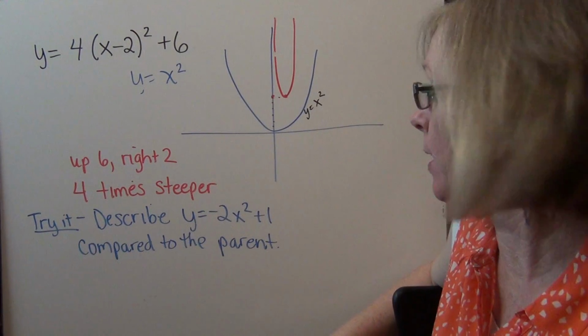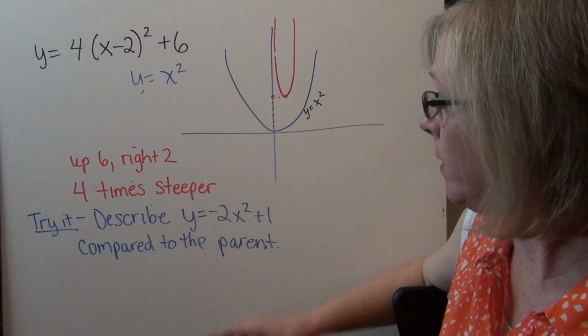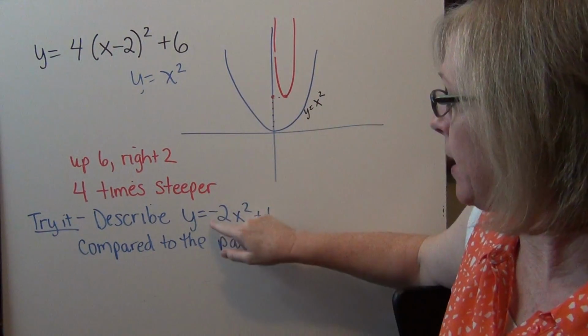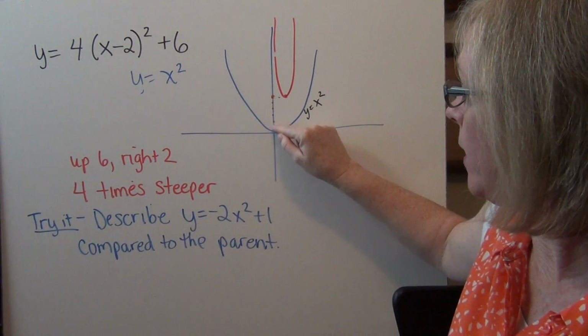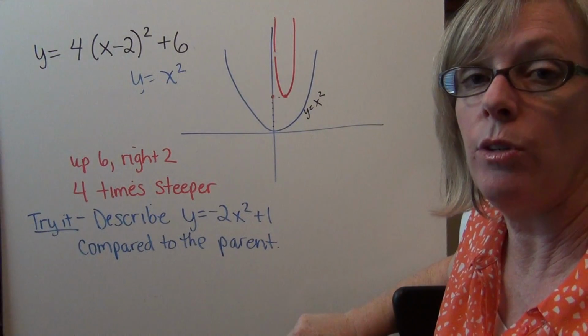So if I were describing this, I would say this graph will be inverted, upside down, 2 times steeper, and its vertex will be up 1. It'll be here instead of at 0, 0.